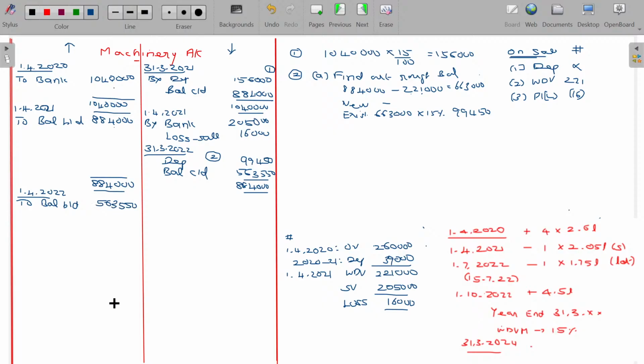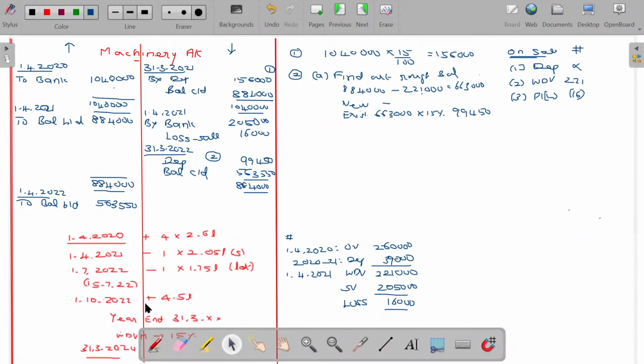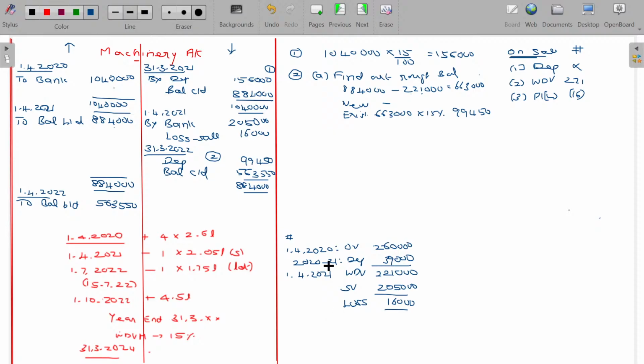In the year 22-23, we have one sale and one purchase. Two things are happening in this year, one is a sale, one is a purchase. Is that clear? Now, in case of sale, what do you have to do? You have to do this working note. This is the working note, refer to this one.